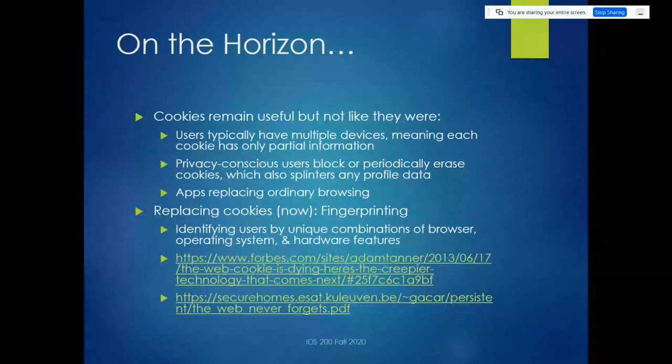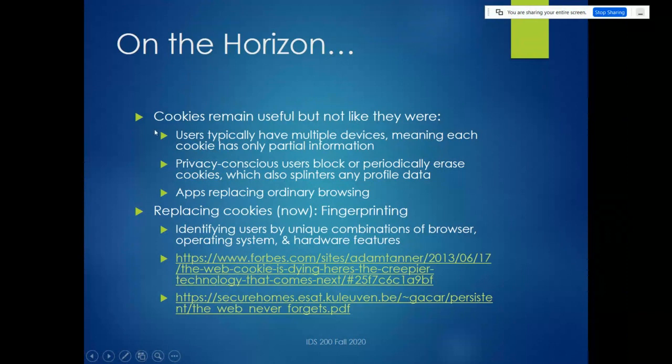Okay, now what's going on the horizon? Well, number one, cookies are still useful, but they're not nearly as useful as they used to be. Back 20 years ago, most people, if they had a computer, had one and used it. These days, users typically have multiple devices, right? We've got phones, laptops, maybe a desktop at home, maybe other people's machines that we're borrowing. So each cookie that you have has only partial information. It doesn't have the entire history of a particular user.